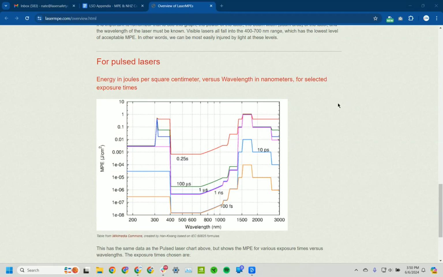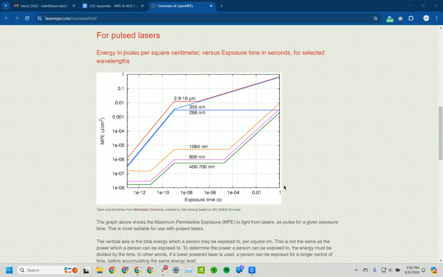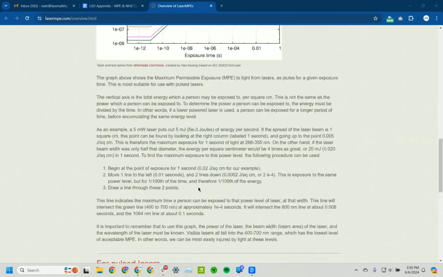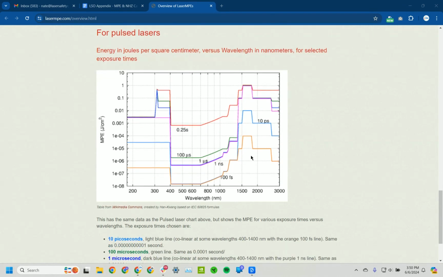Okay, so this is the last plot that we'll go over. This one is quite a bit easier to interpret than the other two. So basically what we're seeing here is a functional equivalent of this plot, but with a different x-axis. So we're swapping time on the x-axis for wavelength on the x-axis, and now rather than wavelength being plotted, we have pulse duration being plotted. So each of these jagged lines represents a different pulse duration. So for example, if you have a 1 microsecond pulse duration, then we're going to be on this purple line, and let's say you have a wavelength of 600, then you know that your MPE is 1 e to the negative 6, which is about 1 microjoule per square centimeter.